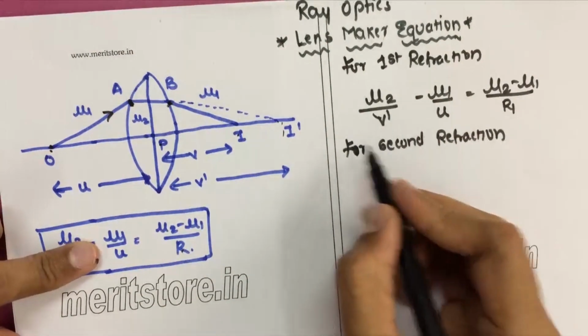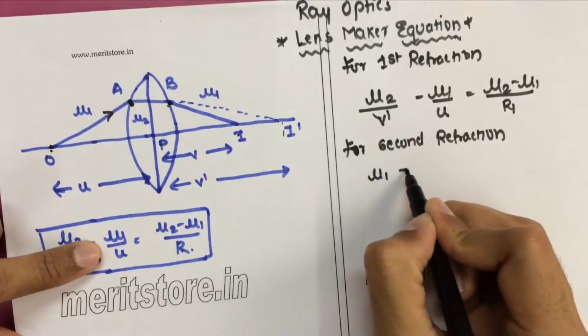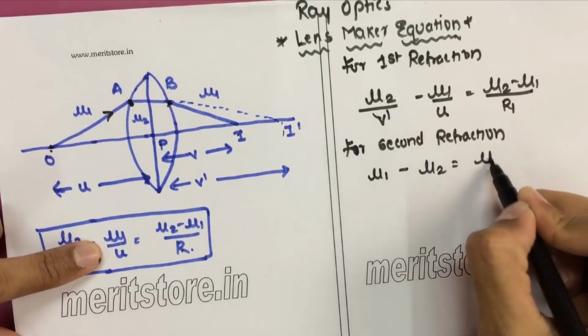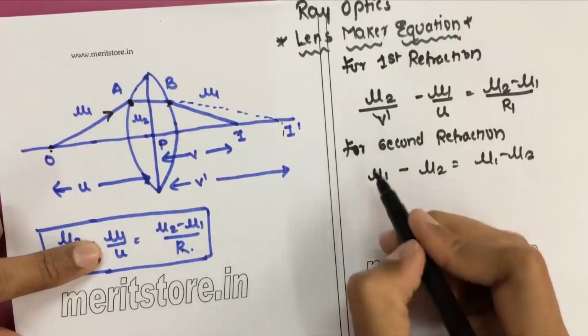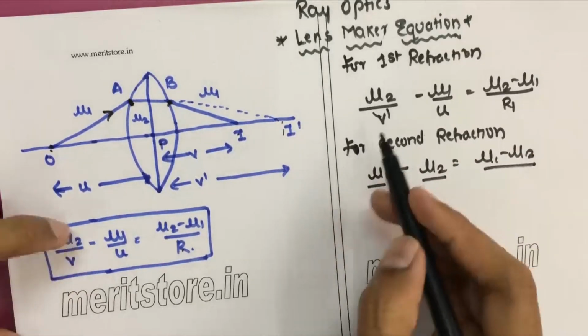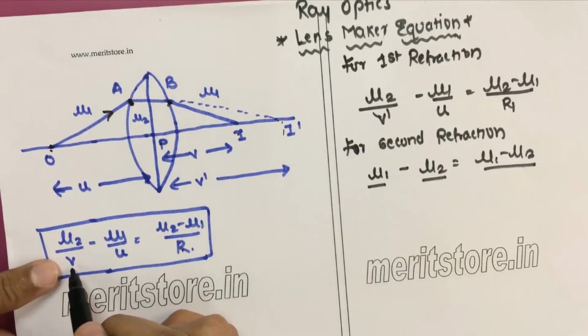So first we'll write down the refractive indexes. It will be mu1 minus mu2, upon. Now the next part is the image, that is V.